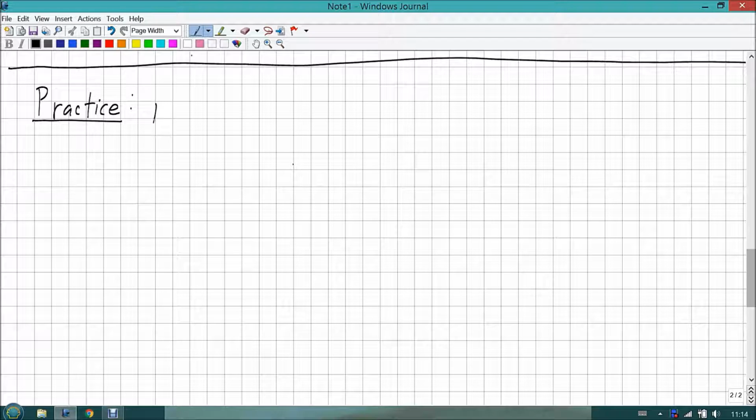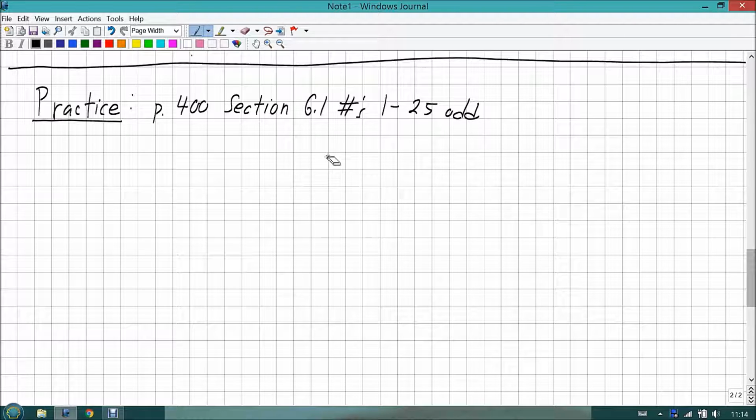Page 400 for section 6.1. And we're looking at numbers 1 through 25 odd. All right, grab some graph paper because you'll need it. Good luck and have fun.